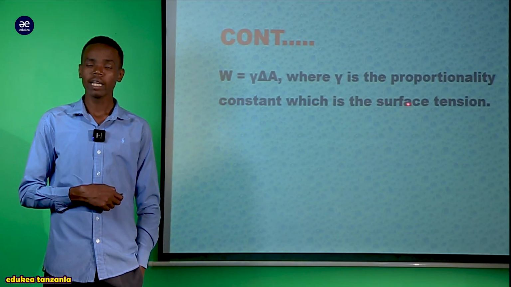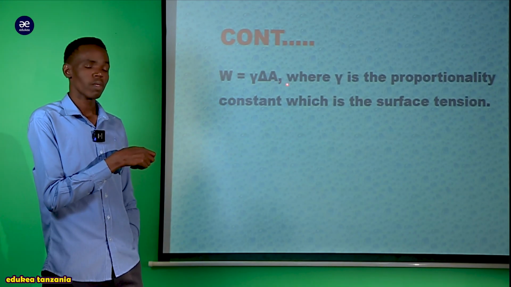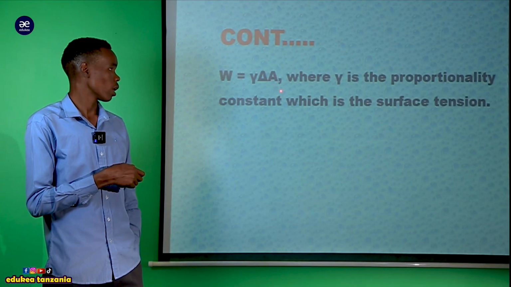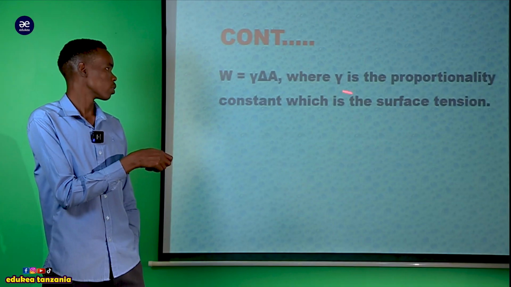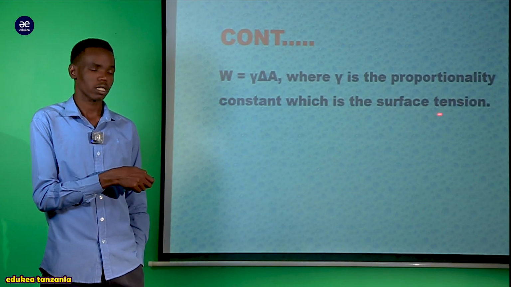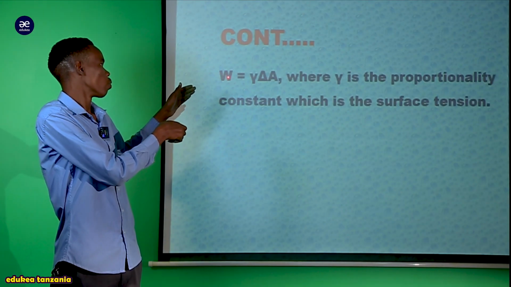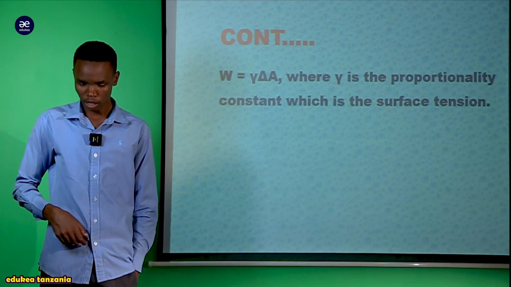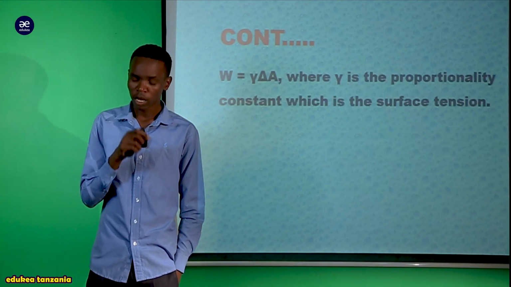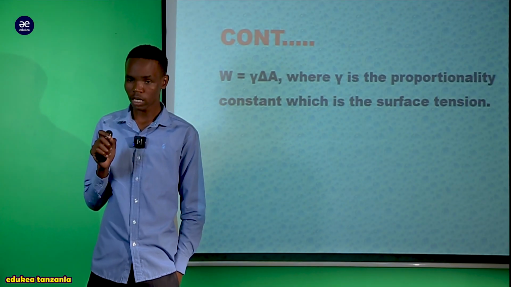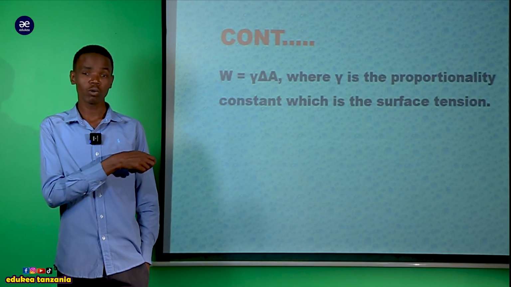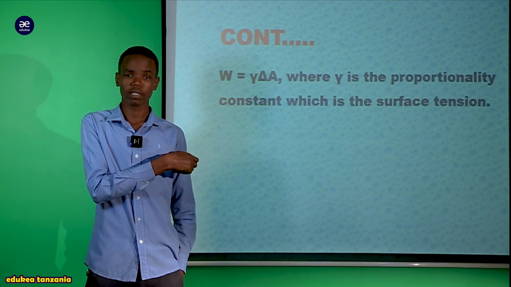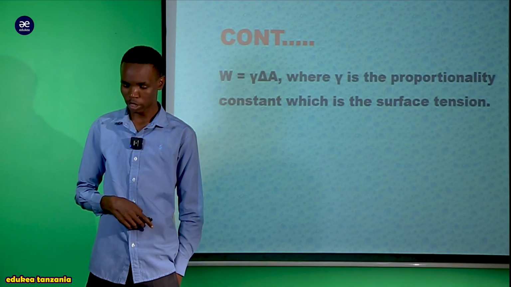So the work done, my dear student, must be equal to the surface tension times the change of area, where the work done is proportional to the constant, which is the surface tension. So we can conclude that the work done must be equal to the surface tension multiplied by the change of the area.